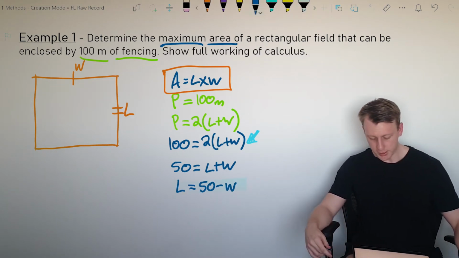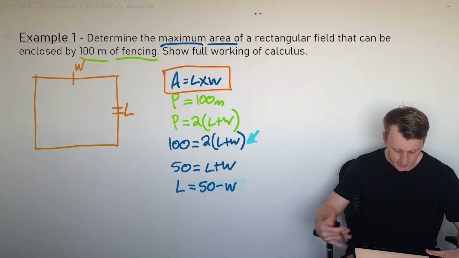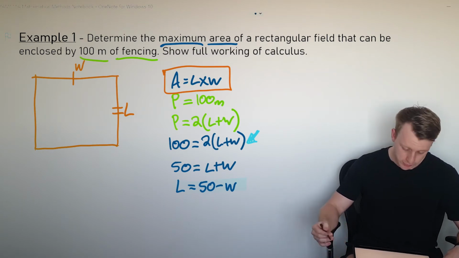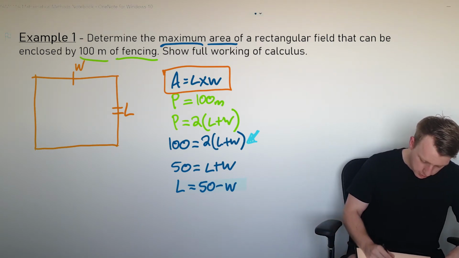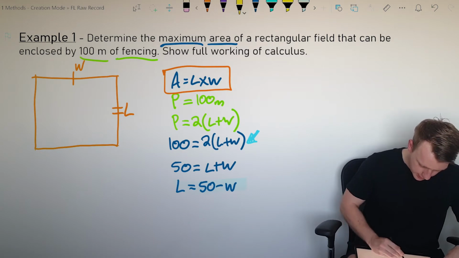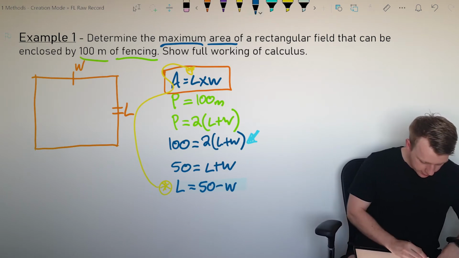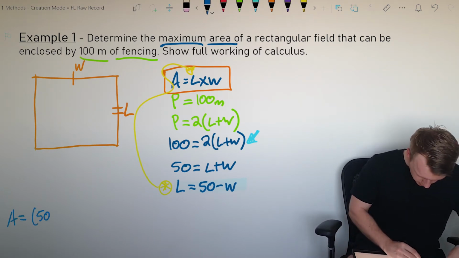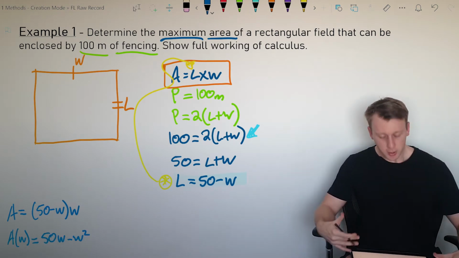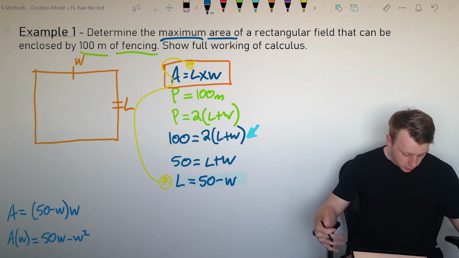All right, so what I find out is very nice. I just rearrange the equation. I get L as the subject, get it by itself, and I do this so I can plug this L right back into here. And when I do that, I'm going to have the area. So I get the area is equal to 50w minus w squared.